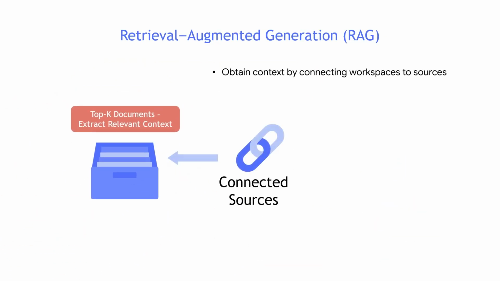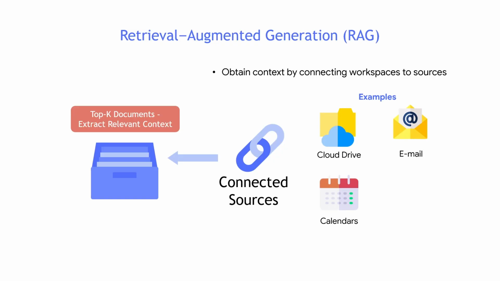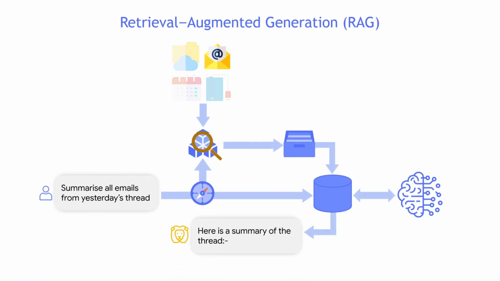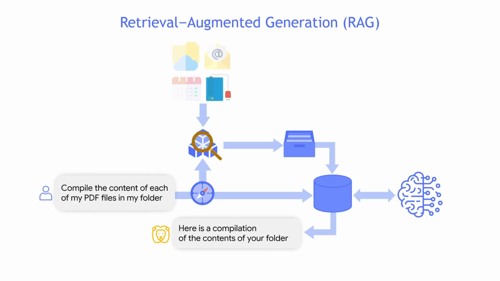We can extend this idea even further. Instead of uploading documents manually, you can connect an AI workspace directly to a cloud drive, an email account, a calendar, or another personal source of information. This can allow you to ask questions about a particular email thread, review your schedule, or summarize files stored in your drive.